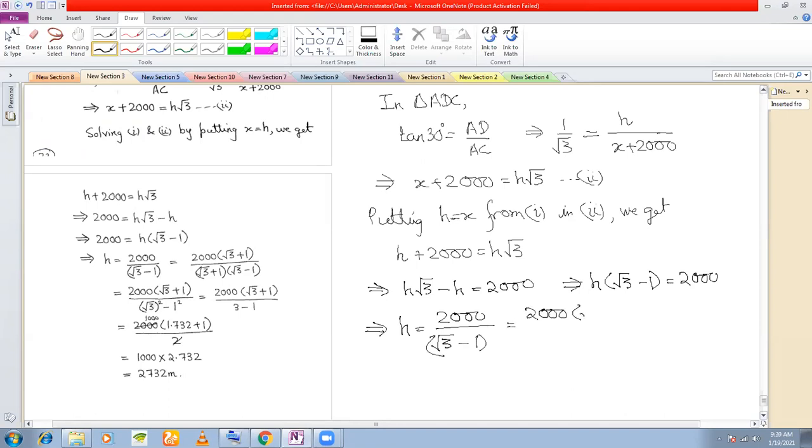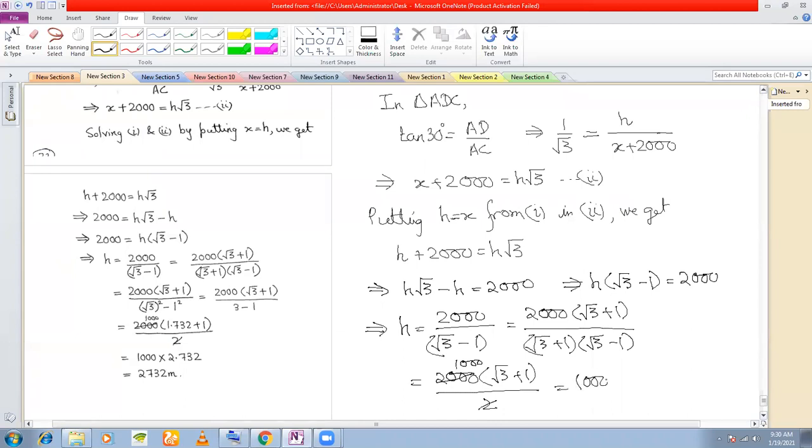Now you rationalize the denominator. 2000 into root 3 plus 1 by root 3 plus 1, into root 3 minus 1, which is equal to 2000 times root 3 plus 1 by 3 minus 1, which is 2, which cancels again. 2000 by 2 gives 1000.